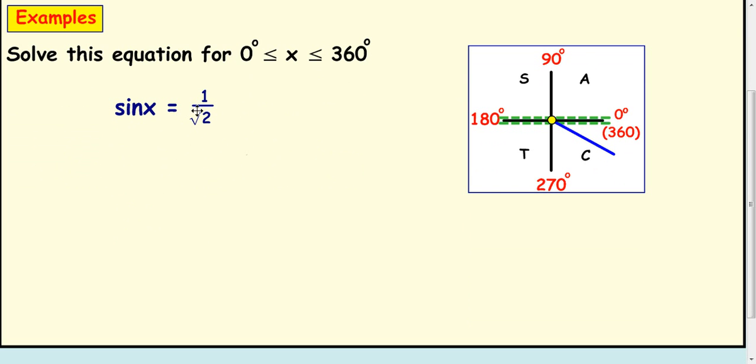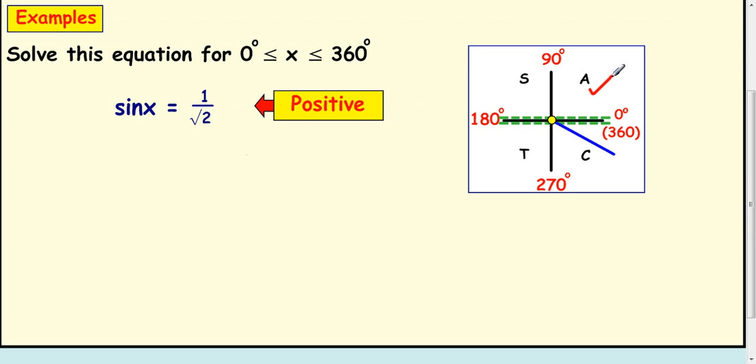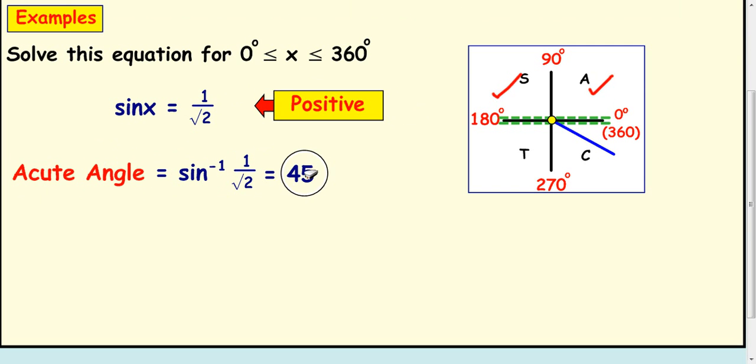So first thing we have to do here is work out whether the graph, the sine wave, is positive or negative. We can quite clearly see we've got a positive 1 over root 2. So the quadrants I'm dealing with here are the A and the S. Next thing I have to work out is my relative acute angle, or my base angle. To do this I need my exact value, so I need to think what inverse sine of 1 over root 2 is, and that's 45, either from the table or the triangles.